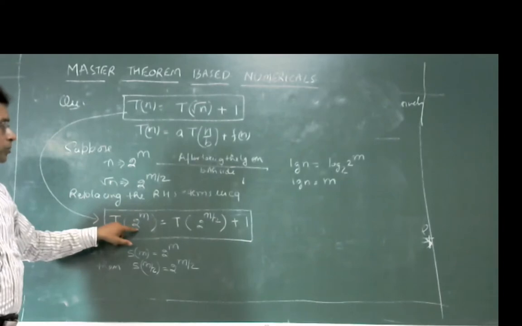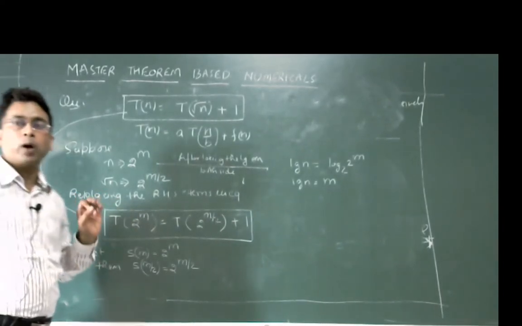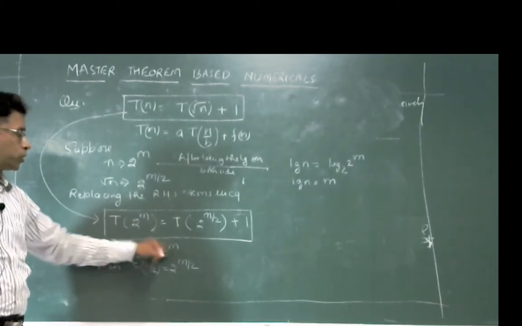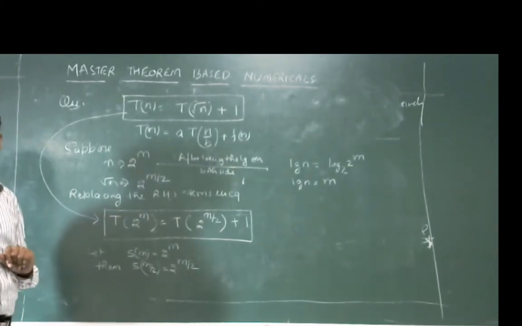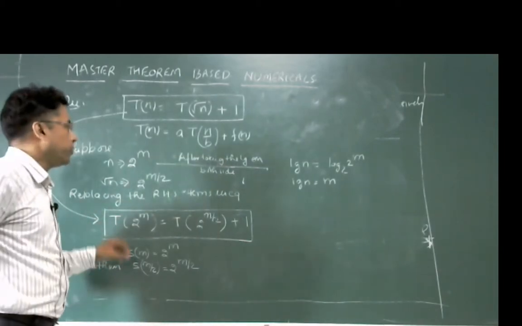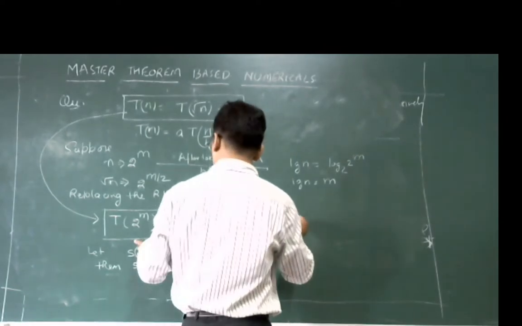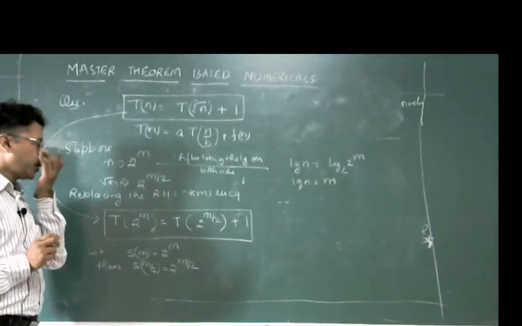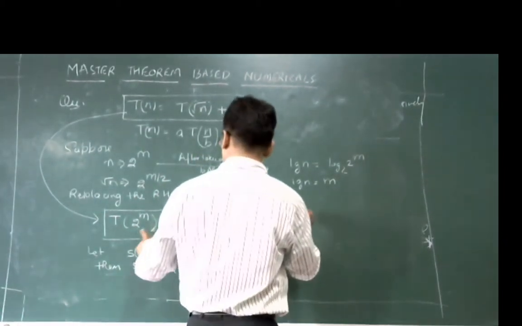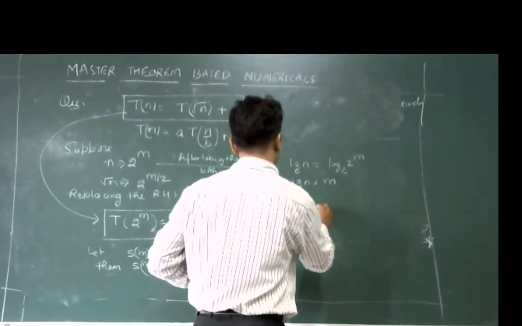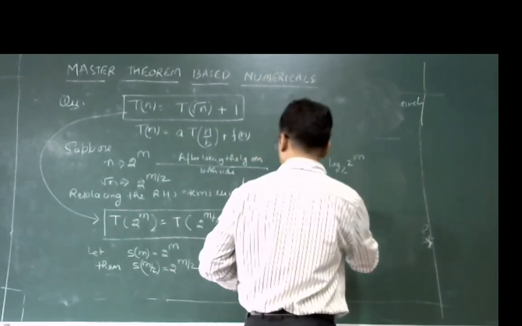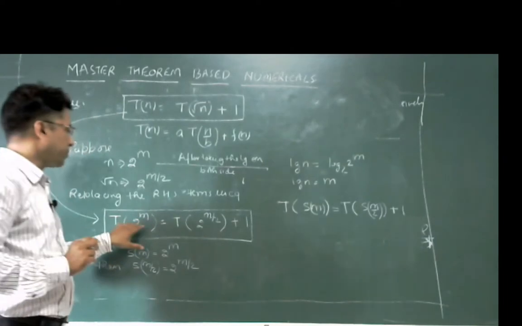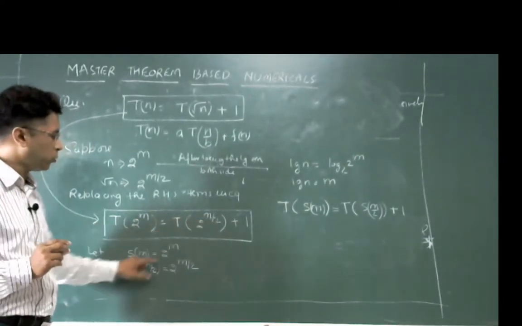Here, after the first transformation, the equation was not in master's form, so we required another transformation, and in the second transformation we considered that suppose there is a function s of m equal to 2 raised to the power m, then s of m by 2 would be equal to 2 raised to the power m by 2. Now we can say that t of this function can be replaced, and equivalently if I replace this equation, t of s of m is equal to t of s of m by 2 plus 1. I have just replaced 2 raised to the power m by the function s of m, and 2 raised to the power m by 2 by s of m by 2.